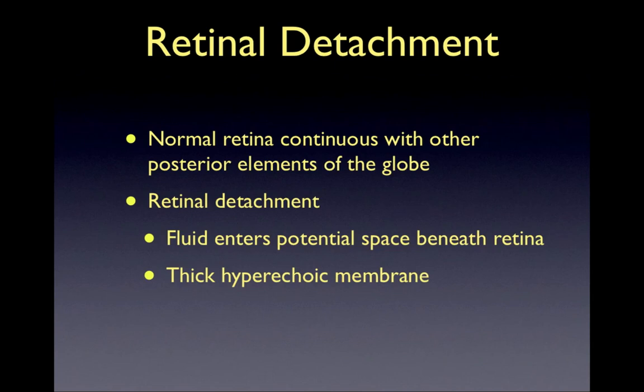So the first pathologic state I want to discuss is retinal detachment. The normal retina is continuous with the other posterior elements of the globe. When retinal detachment occurs, fluid enters that potential space beneath the retina, and you can see the retina floating in the vitreous as a thick hyperechoic membrane.